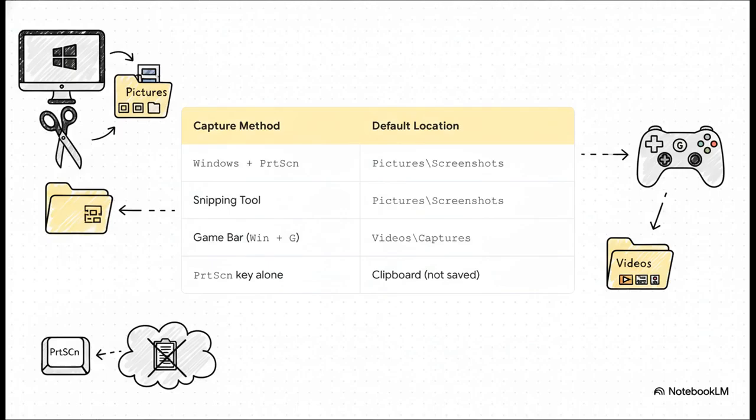So as you can see, the crucial detail is just remembering the method you used. Let's do a quick recap with this handy cheat sheet. Windows key plus Print Screen, that goes to Pictures, Screenshots. The Snipping Tool, it defaults there too. The Game Bar, it's got its own spot in Videos, Captures. And just pressing the Print Screen key by itself, that one goes to the temporary clipboard. It's not saved as a file at all.